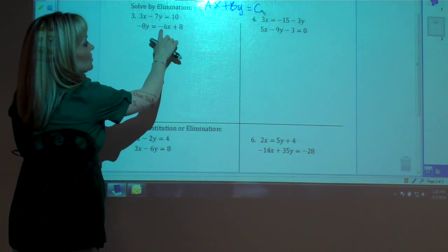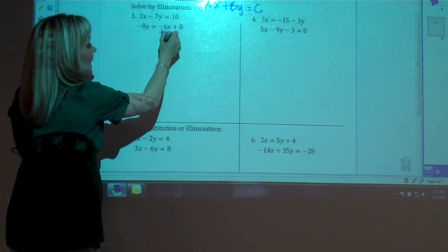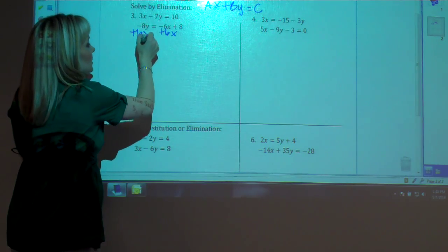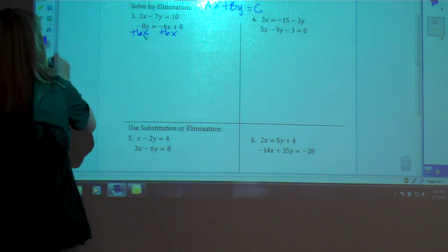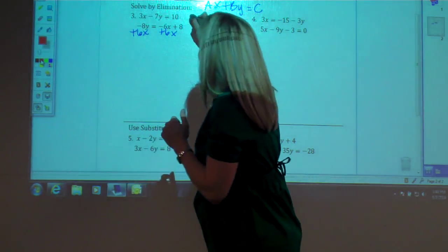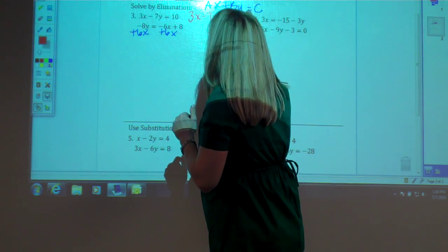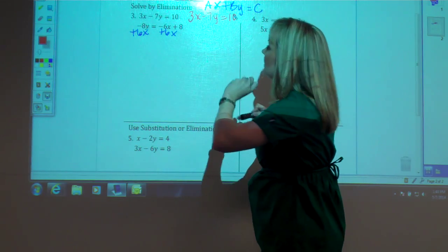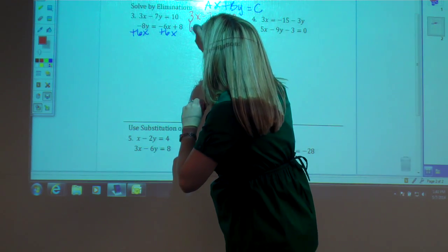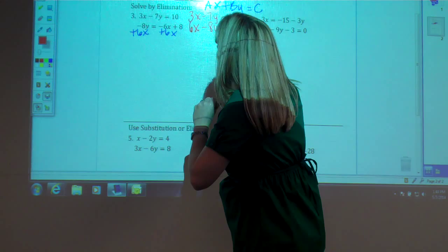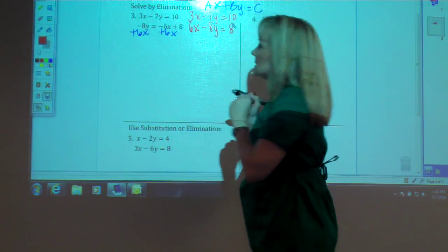My second equation, this is negative 6x. I need to add this over to get it on the other side. So now, whenever I look at it, my first equation reads 3x minus 7y is equal to 10. You always want to make sure they're lined up together. My second equation is 6x minus 8y equals positive 8.